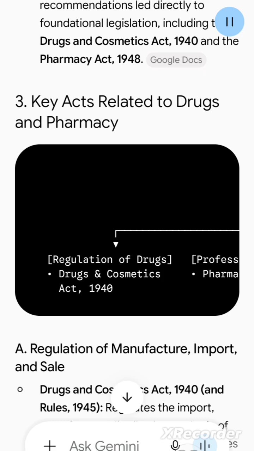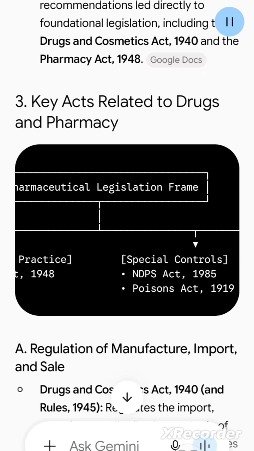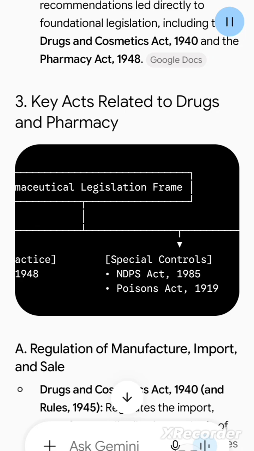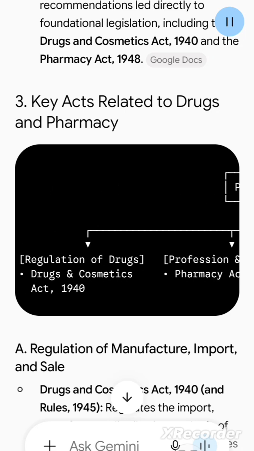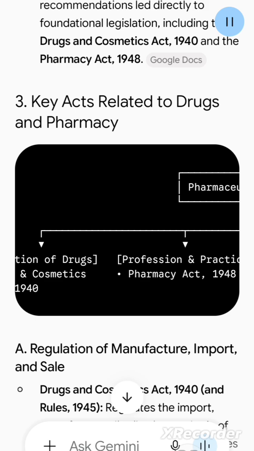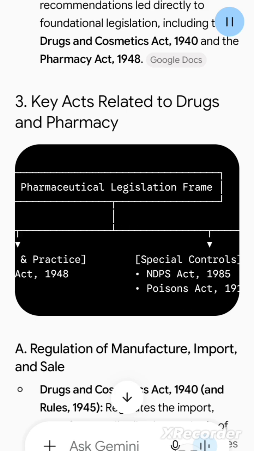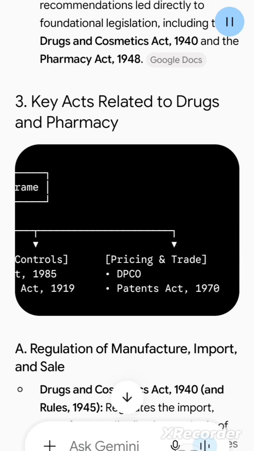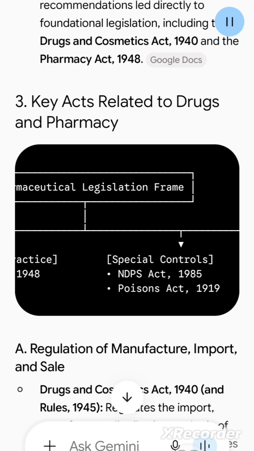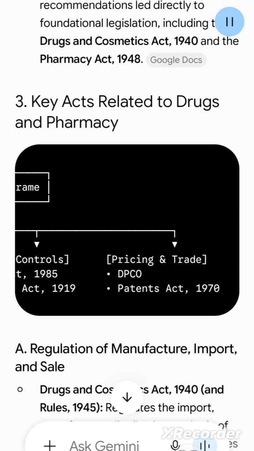3. Key acts related to drugs and pharmacy. Pharmaceutical legislation framework. Regulation of drugs, profession and practice, special controls, pricing and trade. Drugs and Cosmetics Act 1940, Pharmacy Act 1948, NDPS Act 1985, DPCO 1940, Poisons Act 1919, Patents Act 1970.